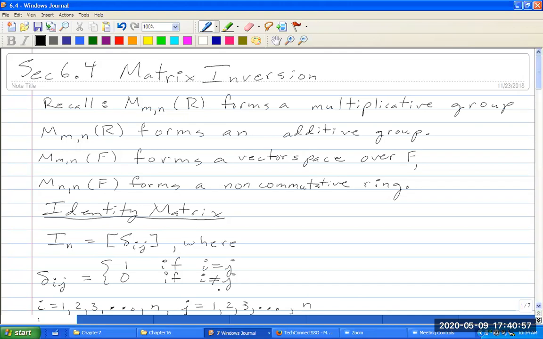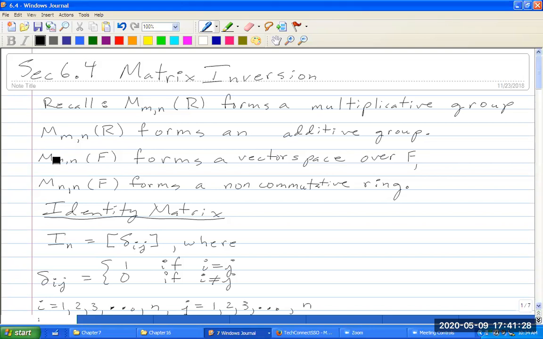We're now going to see if we can find the inverse of a matrix. Recall that M sub m,n of R, where R here is a ring, forms a multiplicative group. It also forms an additive group.